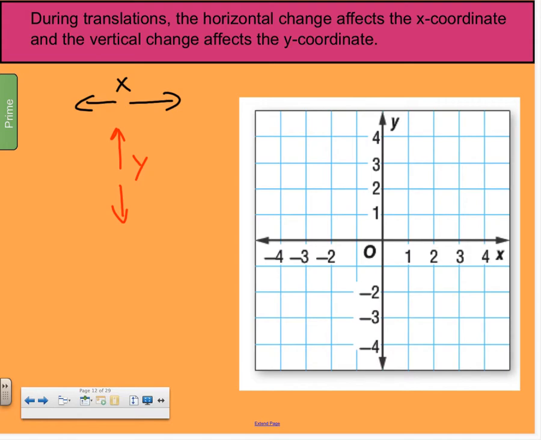So remember, a translation is basically we're moving or sliding a figure. It's not going to twist. It's not going to rotate. It's not going to flip. It's going to be the exact same shape, just in a different location.